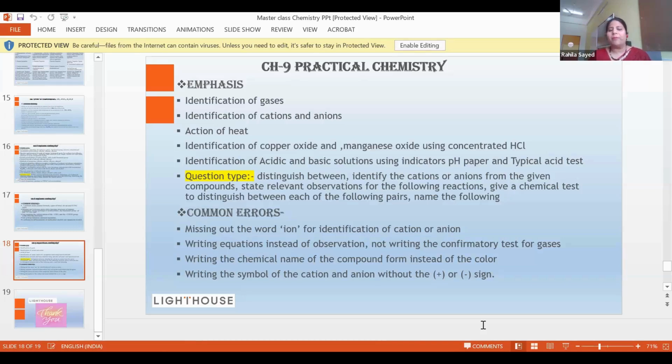Writing the chemical name of the compound instead of the color. So you have to mention the color. And when you mention the color, the initial color and the final color have to be mentioned. That this was the color of the salt at the beginning. After decomposition, this is the color of the salt. So both you have to mention. Then writing the symbol of the cation and anion without the positive or the negative sign. So this was all about all the chapters in chemistry.